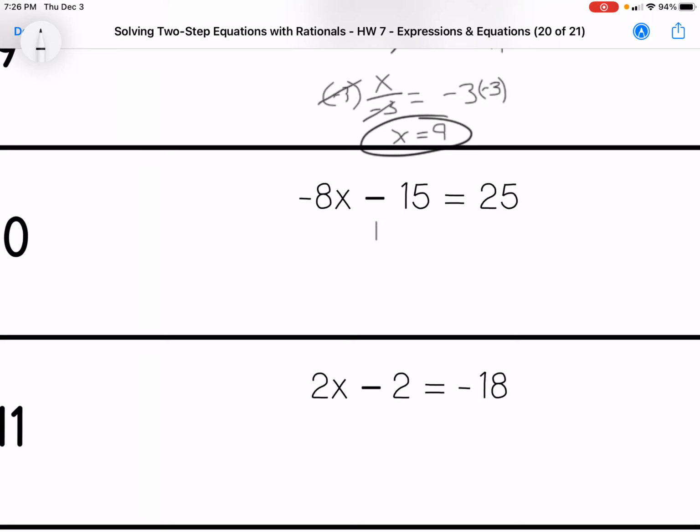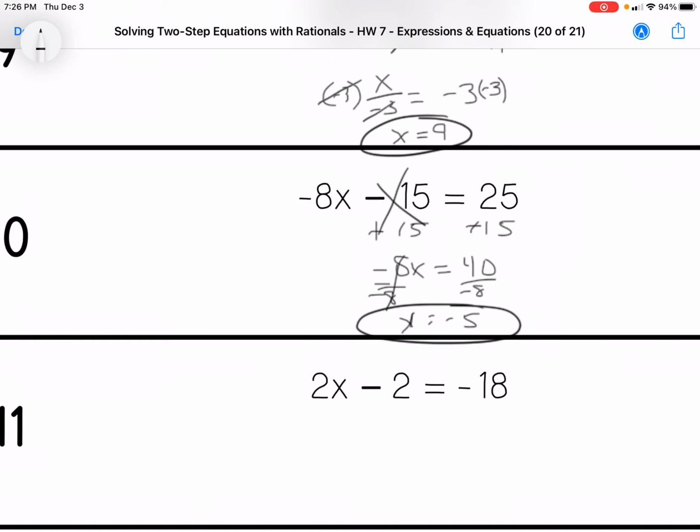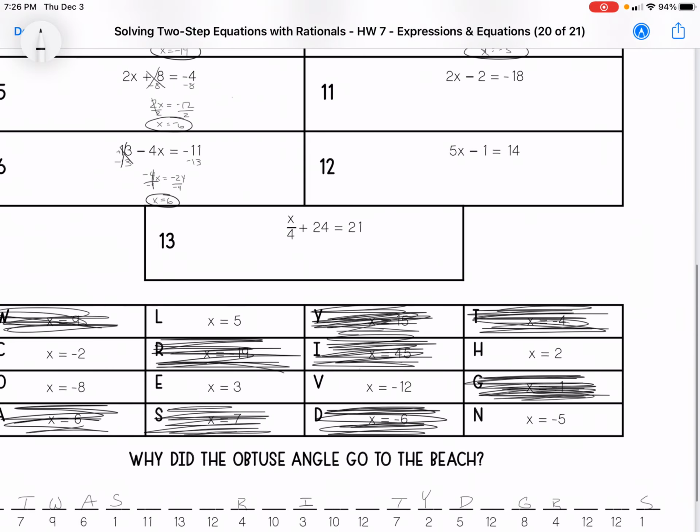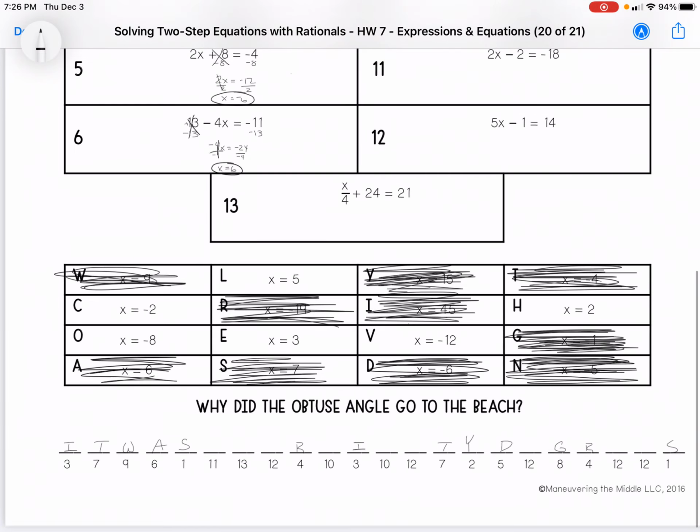Number 10. Add 15. Those go away. I'm left with negative 8x equals 40. Divide by negative 8. X equals negative 5. That's an x, by the way. So where does x equal negative 5? N. So 10 is N.